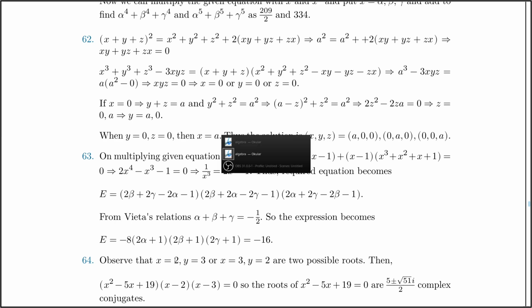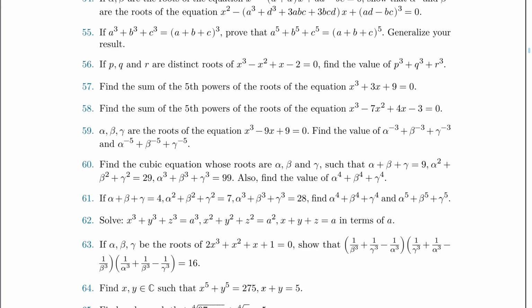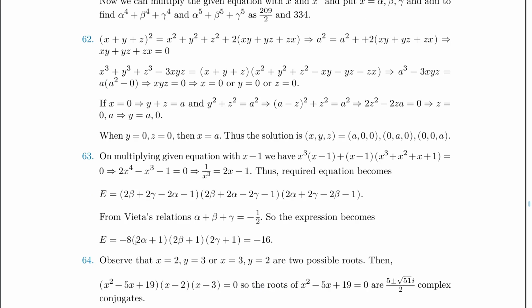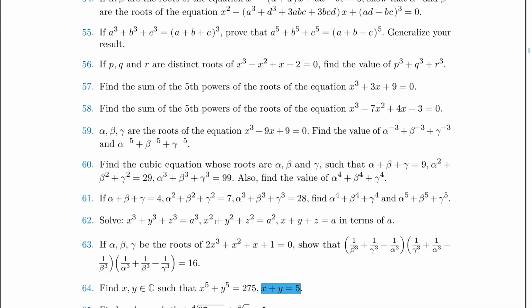Then what we do is, we have here x plus y is equal to 5. So we take y is equal to 5 minus x and substitute on the left hand side. So that equation becomes (x square minus 5x plus 19) into (x minus 2) into (x minus 3) is equal to 0. Now x is equal to 2, 3 is what we have obtained. For this equation, x square minus 5x plus 19, the roots are complex conjugates, that is 5 plus minus square root of 51 i by 2. So we have got 4 roots for this pair of equations.